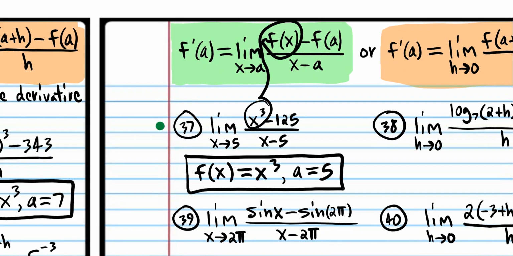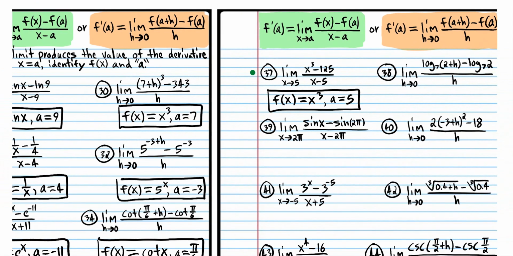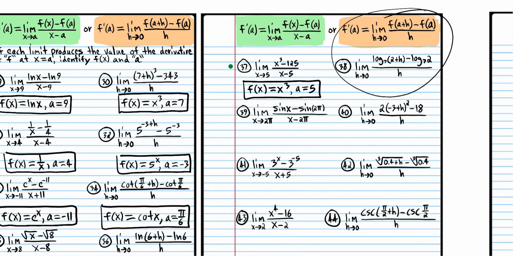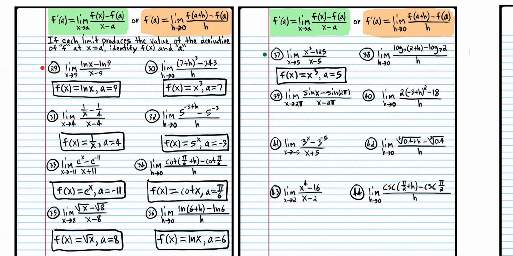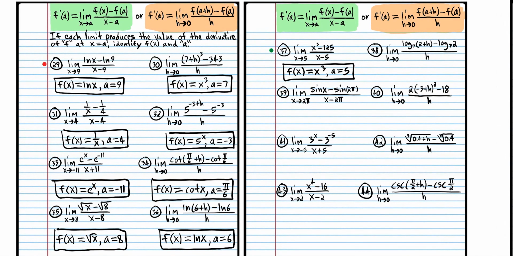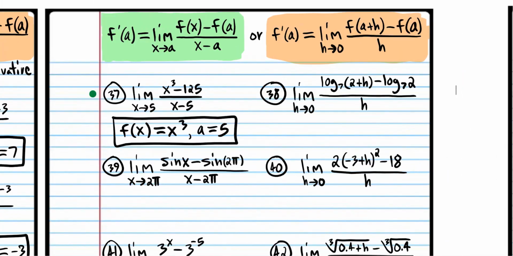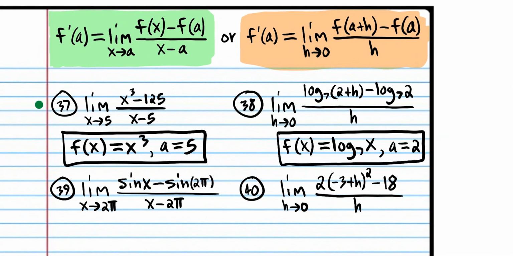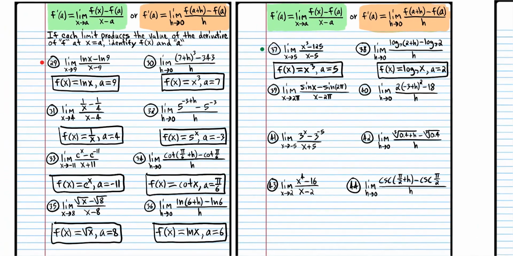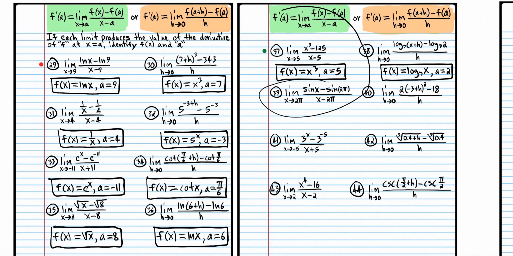Okay, we're back. That tells us what the function is. So go ahead and try number 38. You're going to need to refer to the orange formula for that one because we have h's. So try 38. When you come back, we'll do it together. Okay, we're back. So if you got that right, excellent. Go ahead and try number 39. We're going to need to refer to the green formula for that one. And when you come back, we'll do it together.